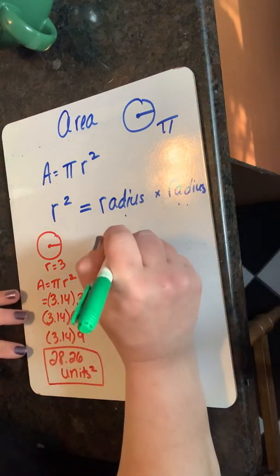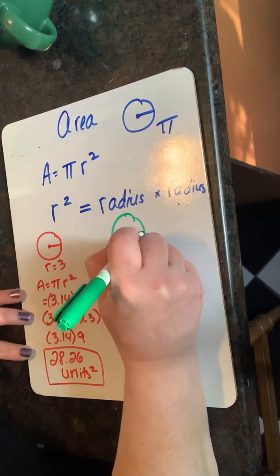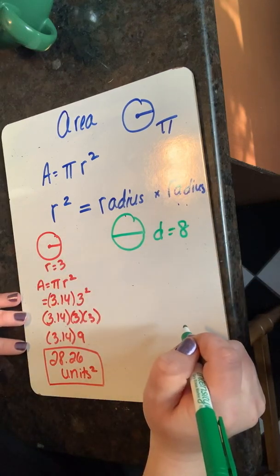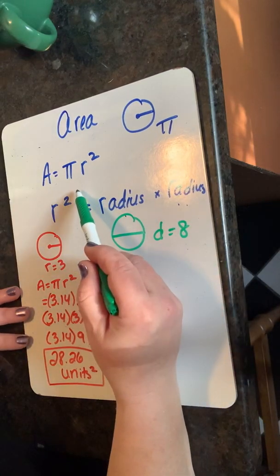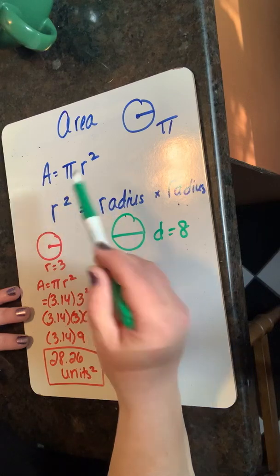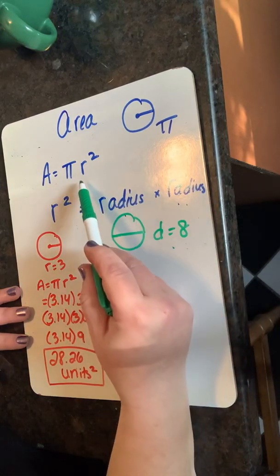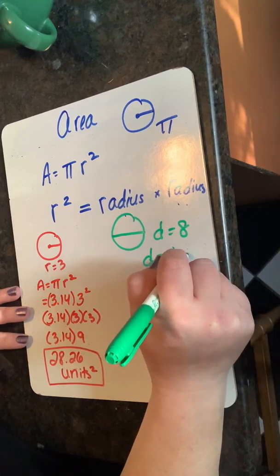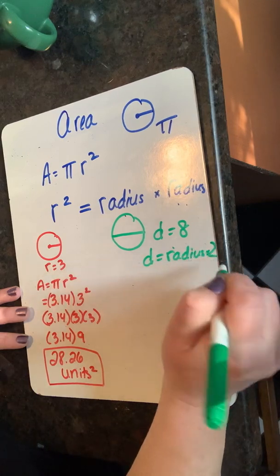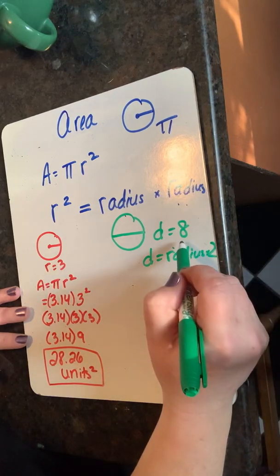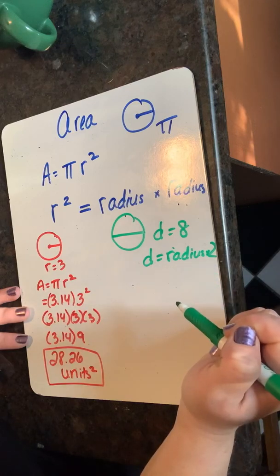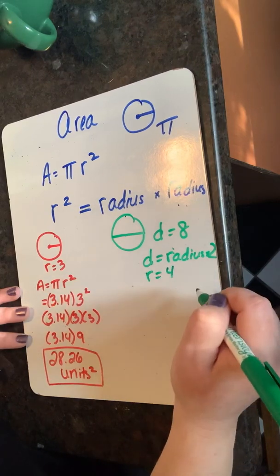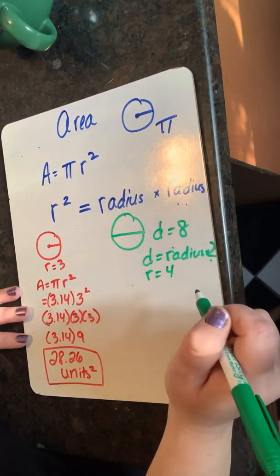So now we're going to look at a circle that has a diameter of 8. Okay? I only have one radius or one area equation, so I have to convert my diameter to a radius. I know that diameter equals radius times 2. So I know that if I divide 8 by 2, I'm going to get my radius. So a circle whose diameter is 8 has a radius of 4 because 4 times 2 is 8.